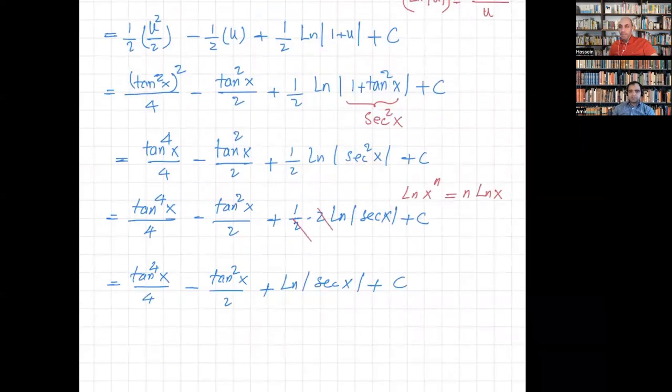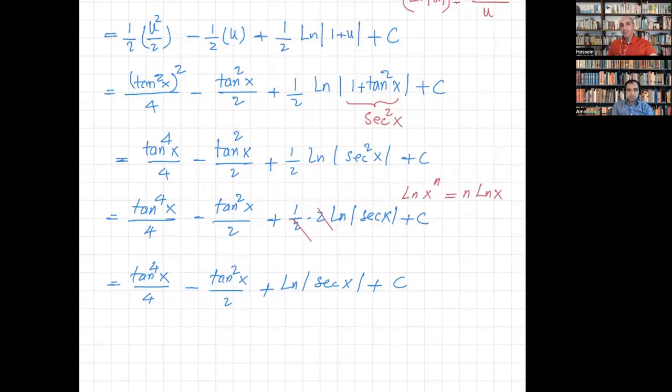Yes. And the reason you put absolute value for secant is that ln of x is undefined for negative values. Since secant and trigonometric functions are cyclic, they can be either negative or positive. So to make sure it's always positive, you put an absolute value sign around it. That's correct. Great.